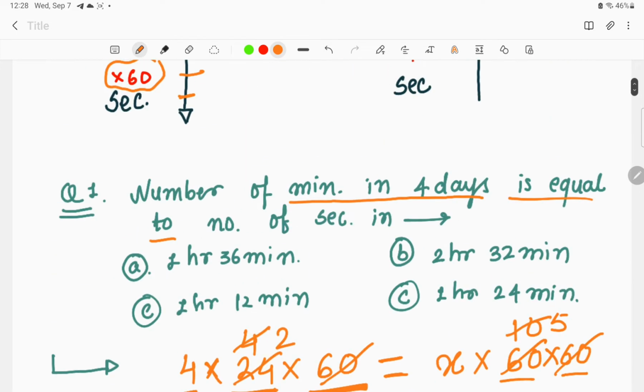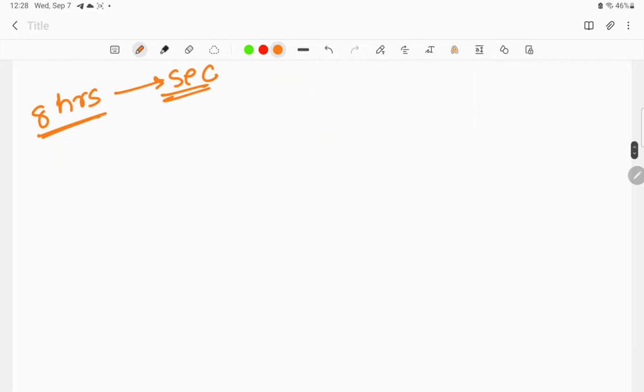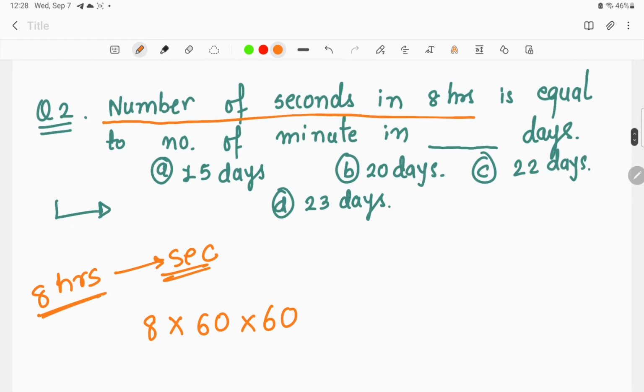Right, when we move from hours to seconds, what we have to do is multiply it by 60, and once again multiply it by 60. So we will multiply 8 into 60 into 60. Right, this is the first step.